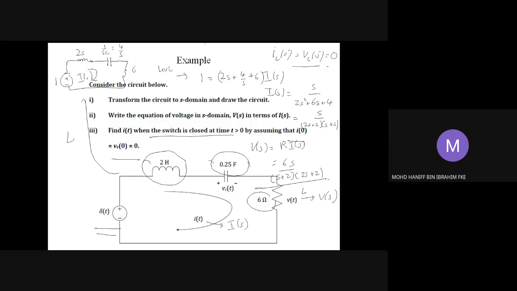Okay. So to find i(t), simply we need to use this equation that we have obtained before. So I(s) is equal to s over 2s plus 2, s plus 2, so we need to use a partial fraction, A over 2s plus 2 plus B over s plus 2. Okay, so if we base on this, you can work out the partial fraction.